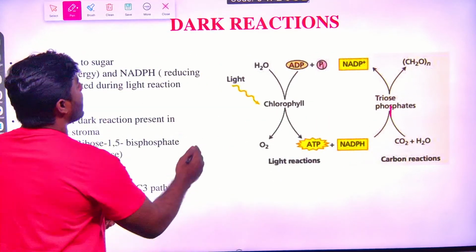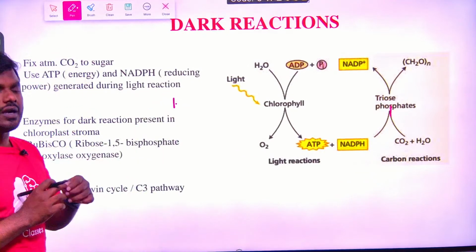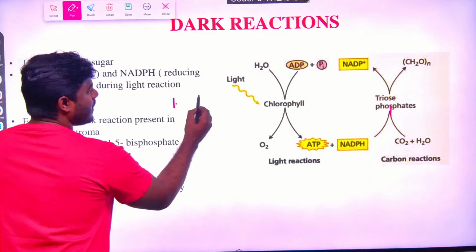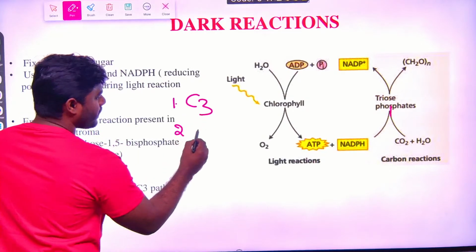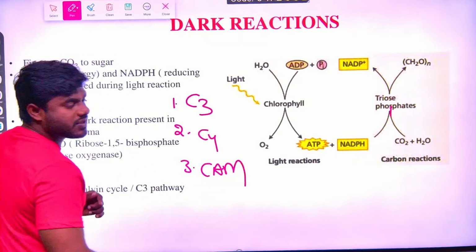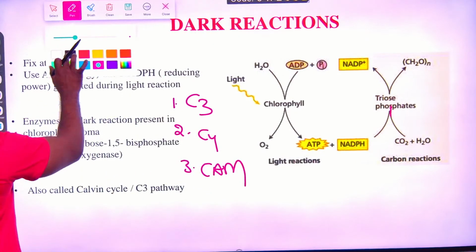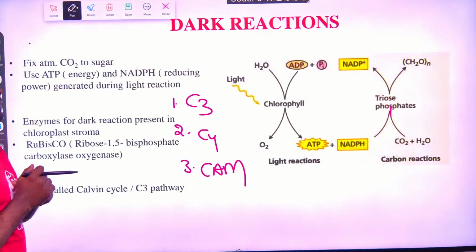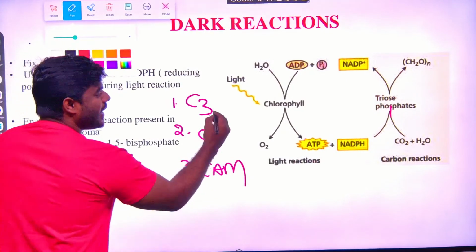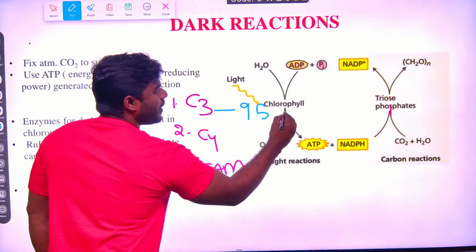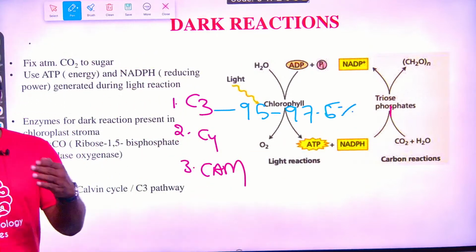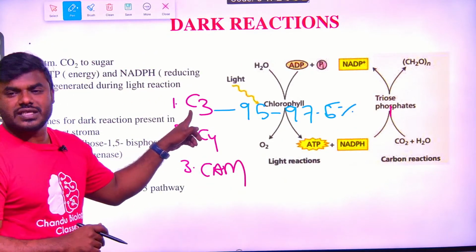Based on the carbon fixation reactions, we categorized all the plants on this earth into C3, C4, followed by the CAM plants. No doubt about it. And how did we categorize them? That is also a very important point to be understood. 95 to 97.5% of the plants on this earth belong to the C3 plants.